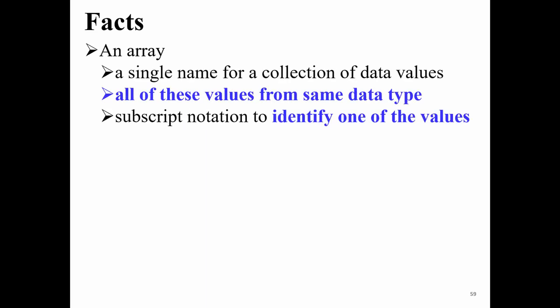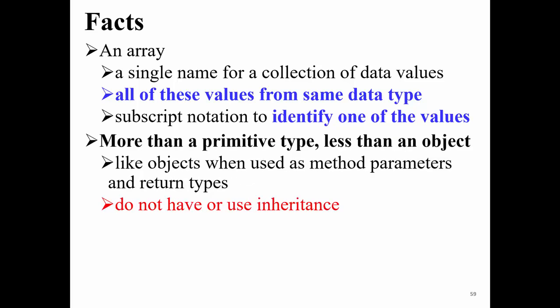So some facts: an array is a single name for a collection of data values. All these values are of the same data type. A subscript notation identifies one value inside the array. It is more than a primitive data type, less than an object.